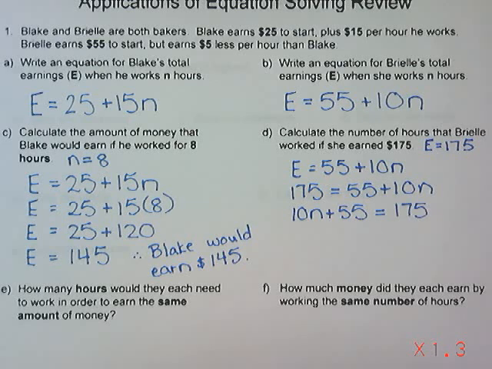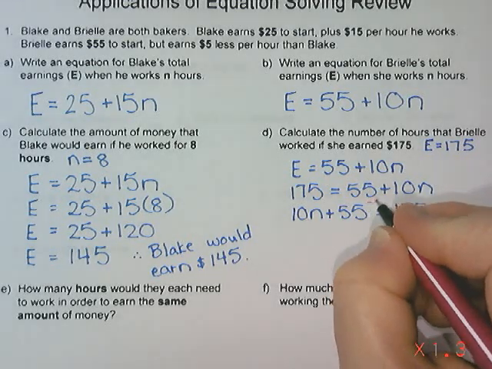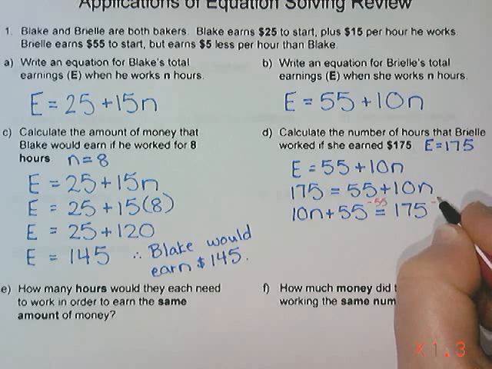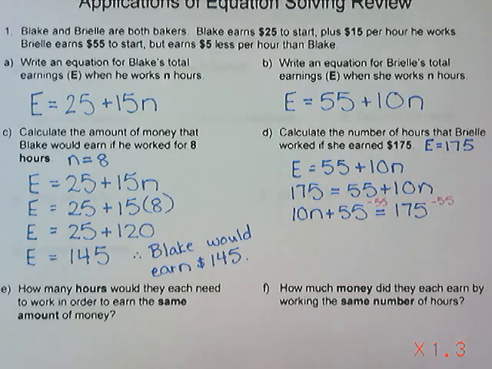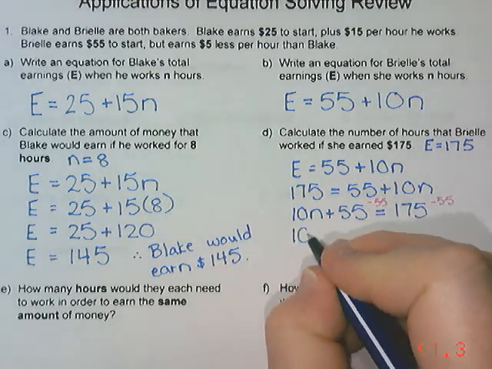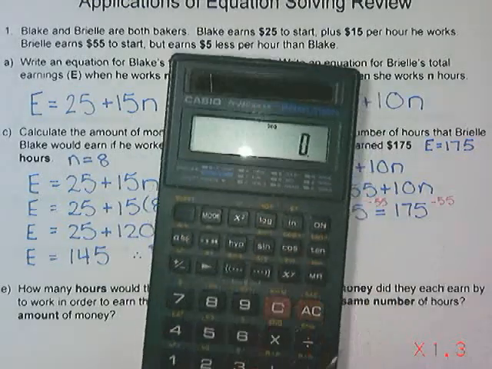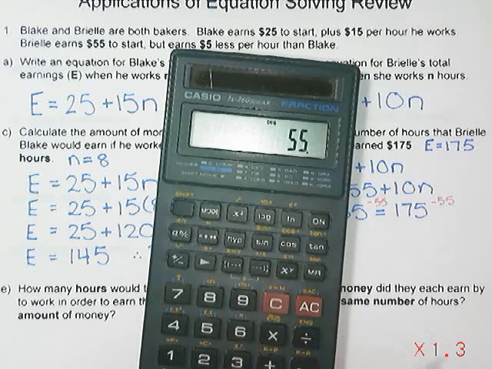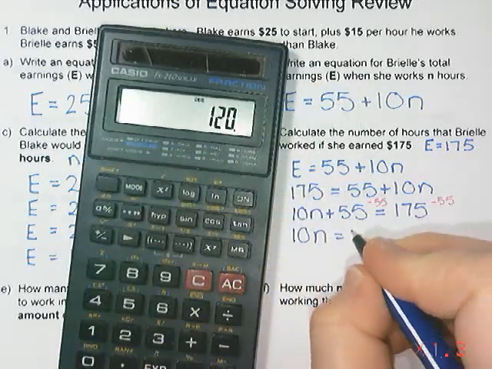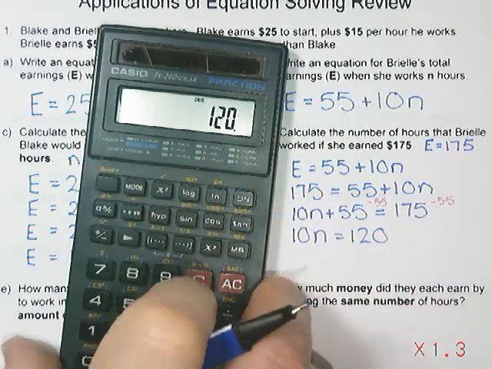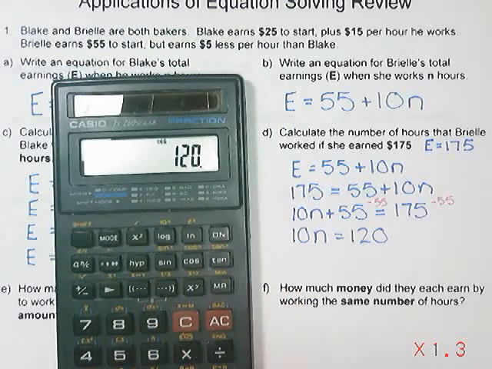I'm going to move any addition or subtraction first, so I would subtract 55 from both sides. So I get 10N equals, that should be, I think, 120. Yep, there's 120. And then we will divide that by 10.